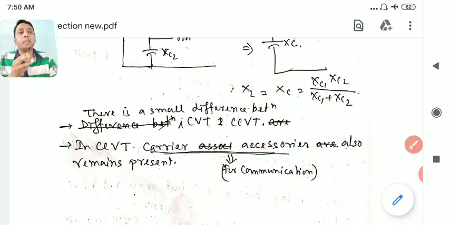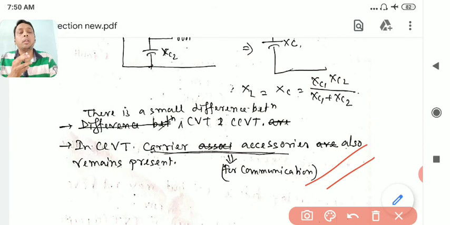So I think that's all for today. We will continue with some constructions of the relay in the next class.